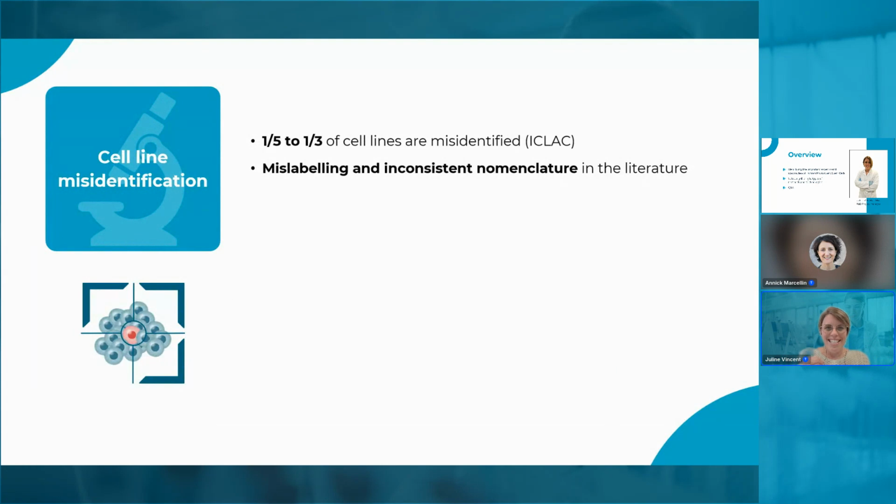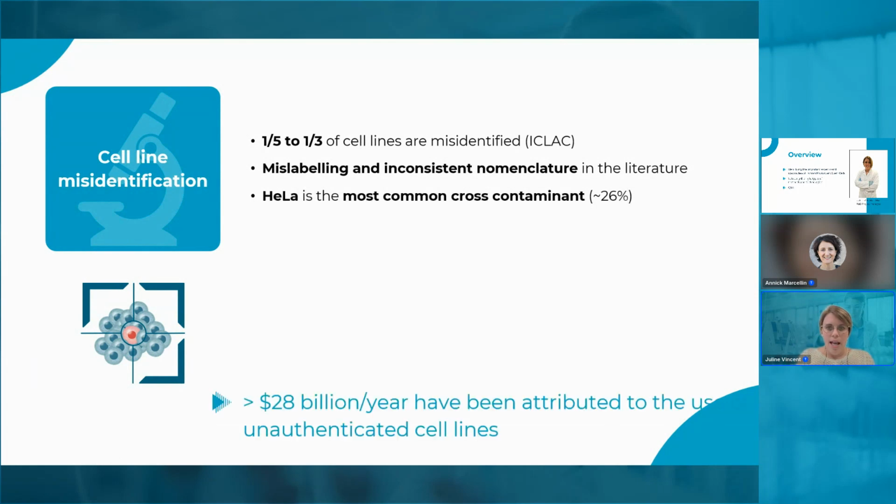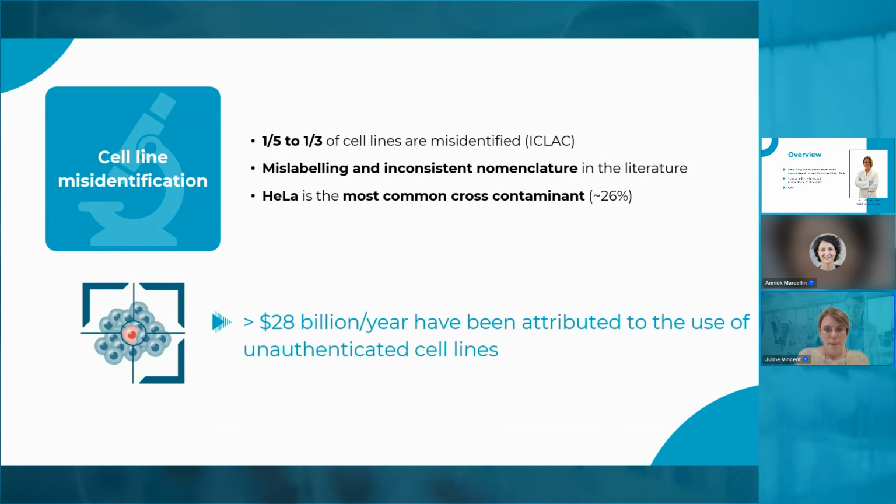As we know, scientists help each other by publishing their work and their results and by sharing material. But sometimes this contributes to spreading the problem. Without surprise, the HeLa lineage is the most widely used cell line in labs and also the most cross-contaminating. It is everywhere, even when you don't expect it. And more than 28 billion per year have been attributed to the use of misidentified cell lines. So it's a huge amount.